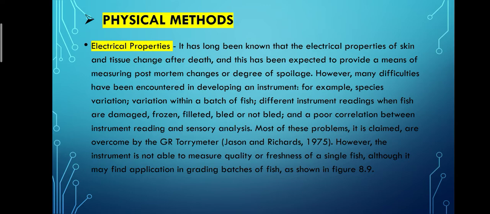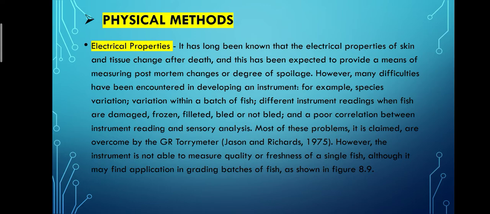Next, we have the third method, the physical methods. In physical methods, we have electrical properties. It has long been known that the electrical properties of skin and tissue change after death, and this has been expected to provide a means of measuring post-mortem changes or degree of spoilage. However, many difficulties have been encountered in developing an instrument. For example, species variation, within a batch of fish, different instrument readings when fish are damaged, frozen, filleted, bled, or not bled, and poor correlations between instrument reading and sensory analysis.